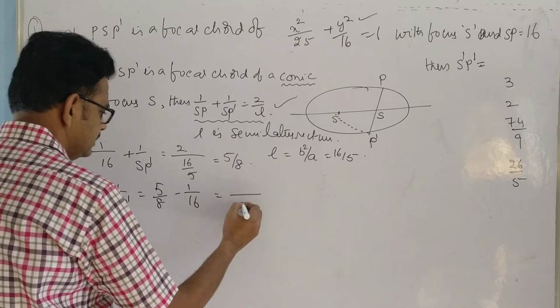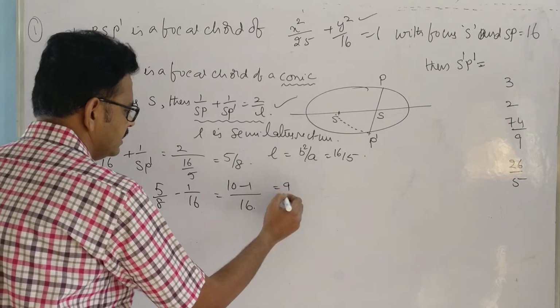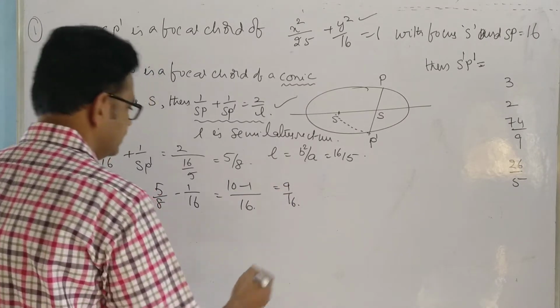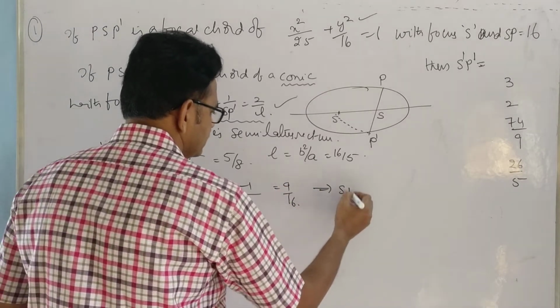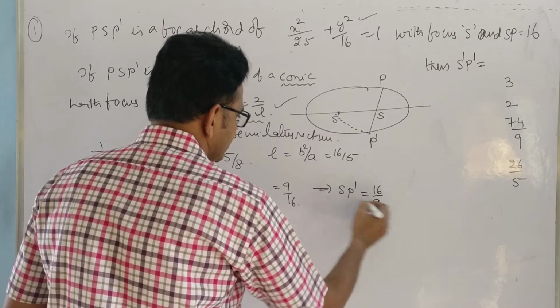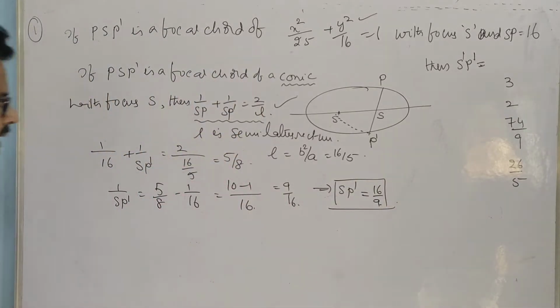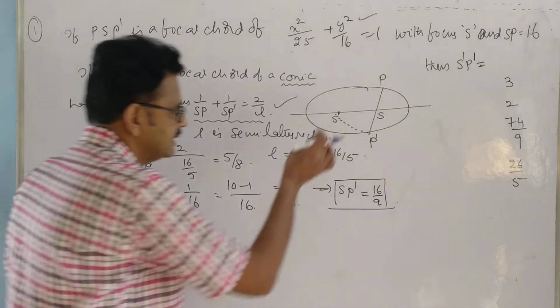So 1 by SP dash is equal to 5 by 8 minus 1 by 16. Taking LCM 16, that is 10 minus 1, which is 9 by 16. This implies SP dash is equal to 16 by 9. But our question is S dash P dash.